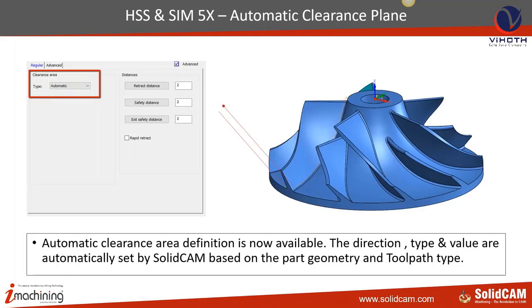Sim5X and HSS now come with a new option called automatic clearance plane. You need not define the type, you need not define the height. You can just say define automatic clearance plane, and the tool will get retracted in the proper direction using the automatic clearance plane. The height as well as the type will be decided automatically by SolidCAM. Right, so these were some of the enhancements that we did with respect to HSR, HSM, and Sim5X.